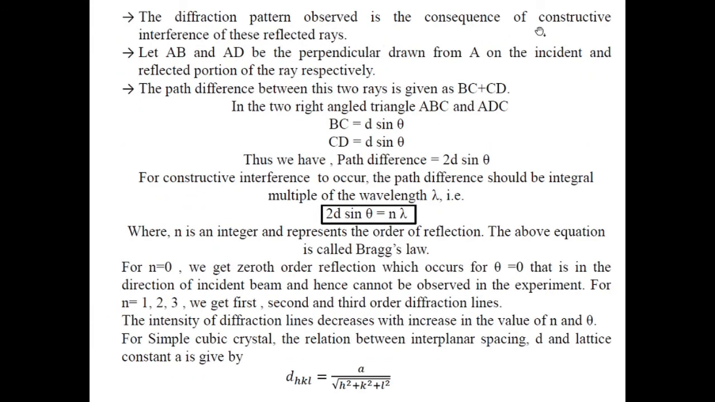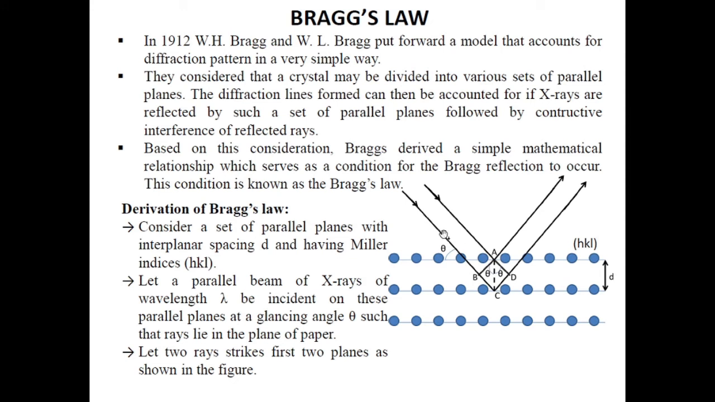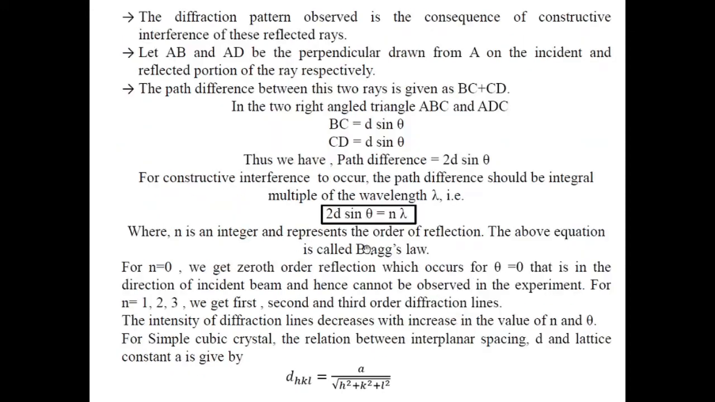So the diffraction pattern observed is the consequence of constructive interference of these reflected rays. When these reflected rays interfere constructively, only then can we see the interference pattern. Now this interference pattern will depend on this angle theta. There will be some allowed angles for which we can see the constructive interference. That's why it is called Bragg's condition.